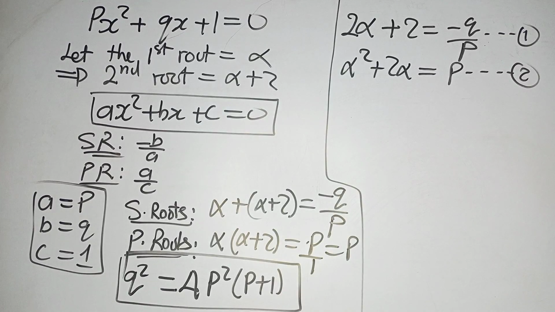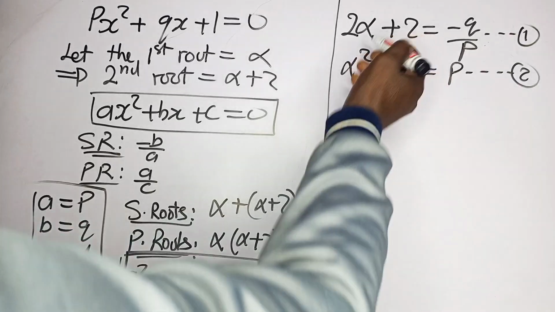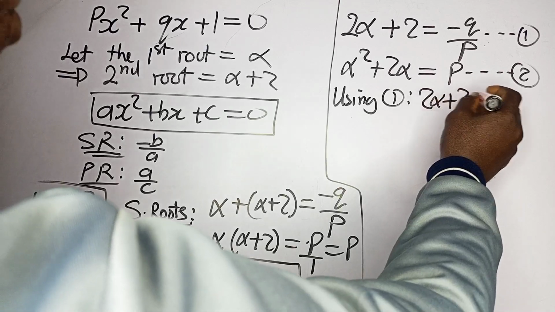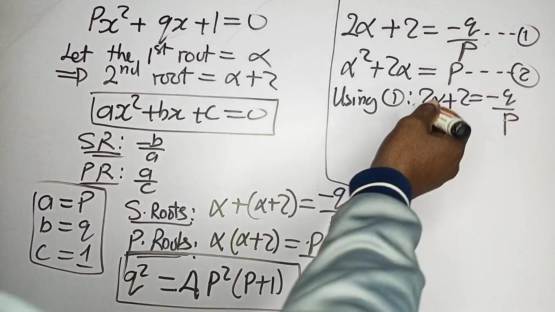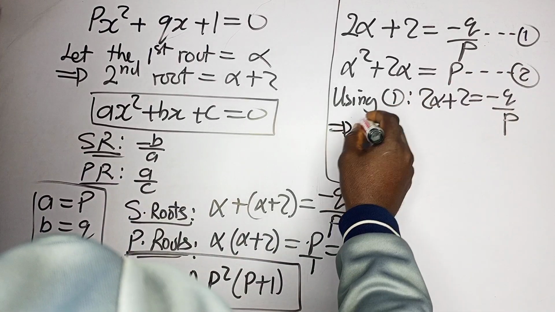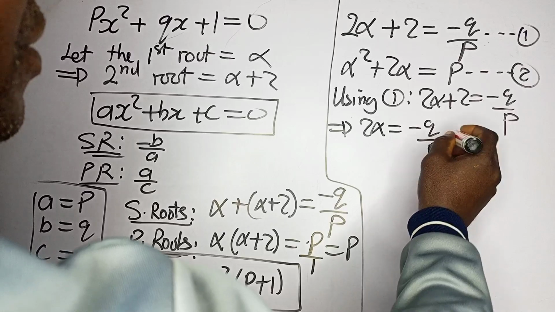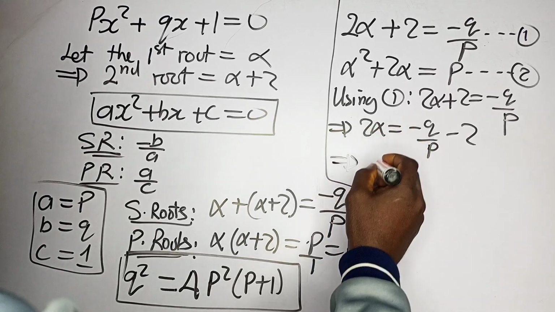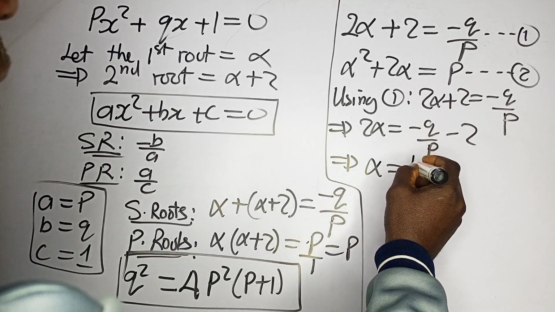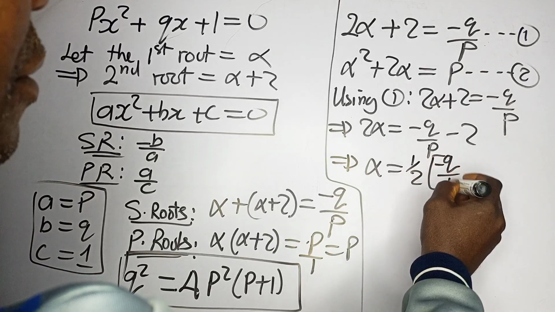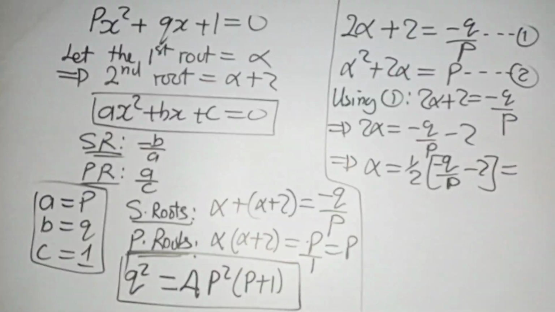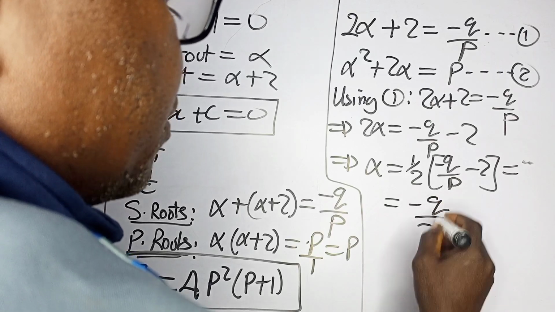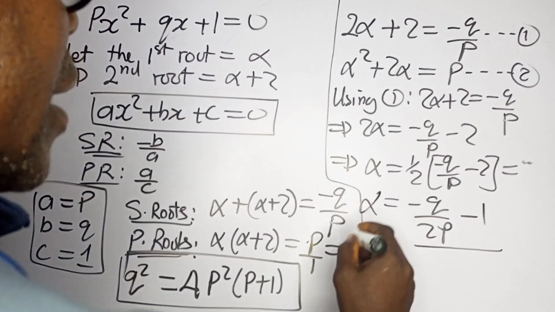Given these two equations, let's solve for alpha. We can easily solve for alpha using equation 1. Equation 1 is 2 alpha plus 2 is equal to negative q all over p. We take this positive 2 to the other side, and we have 2 alpha is equal to negative q all over p minus 2. To get alpha, we divide both sides by 2, which simply means taking a half. This gives us alpha equals negative q all over 2p minus 1. So that's the expression for alpha.